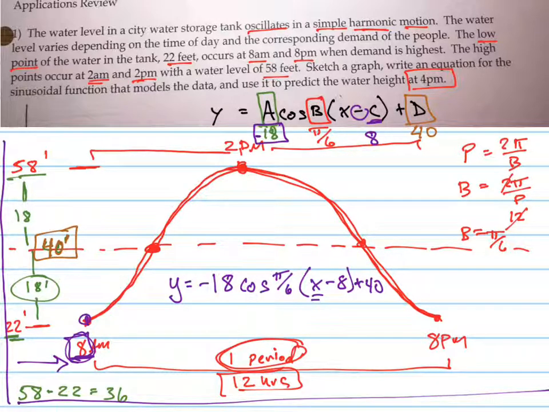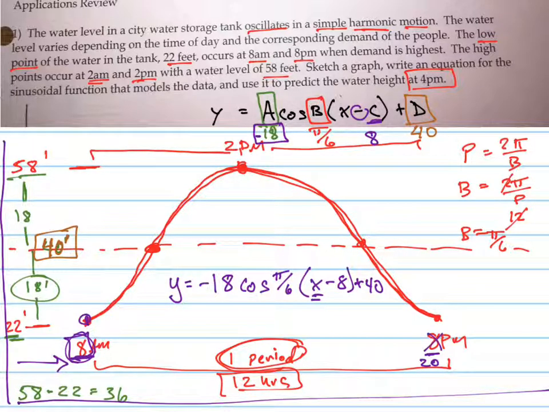When I plug in 8 here for x, that gives me 0. What's the cosine of 0? Give you a unit circle. Cosine of 0 is 1. So 1 times negative 18 is negative 18 plus 40 is 22. Now this wouldn't actually be 8, right? You'd have to do army time. So that would actually be 20. You'd think of this as 20 if you wanted to check that one. So what's 20 minus 8? 12. And what's 12 times pi over 6? 2 pi. And the cosine of 2 pi is the same as the cosine of 0. So you know it's going to be the same thing.